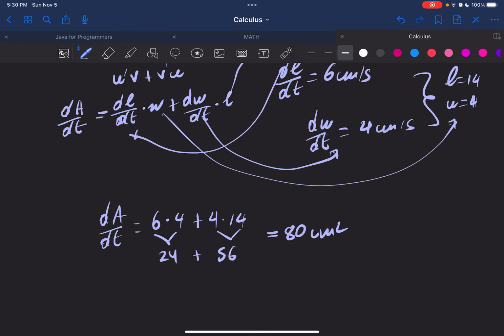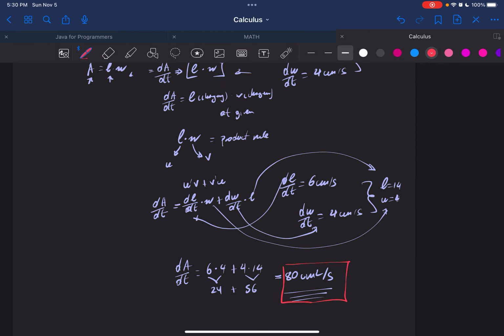centimeters squared per second, and this is my final answer.